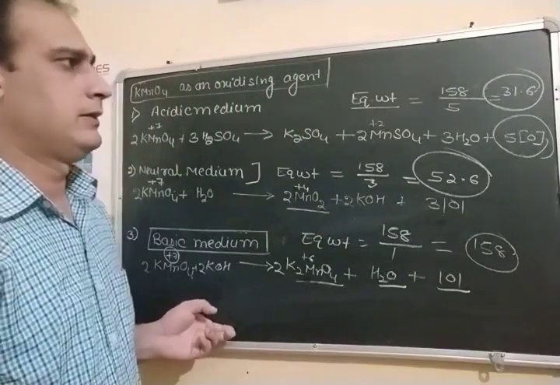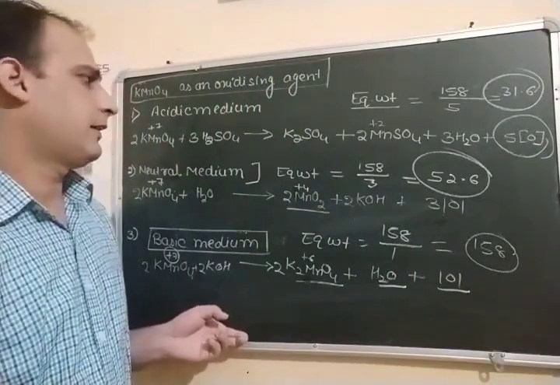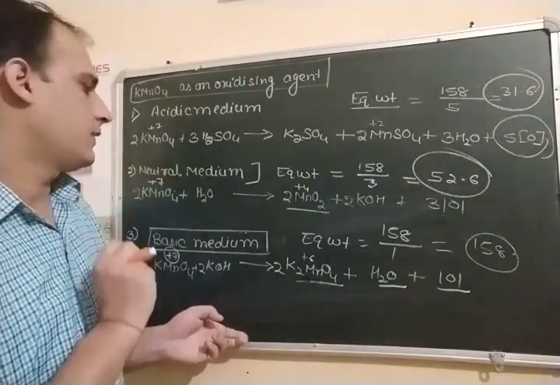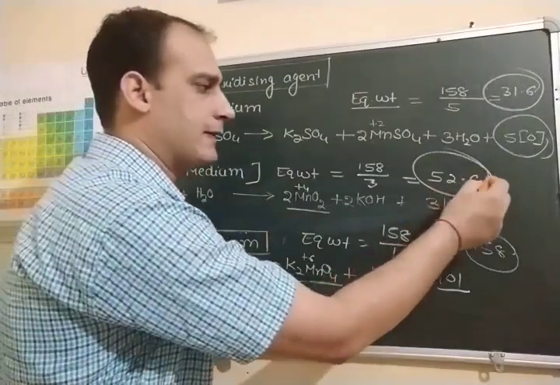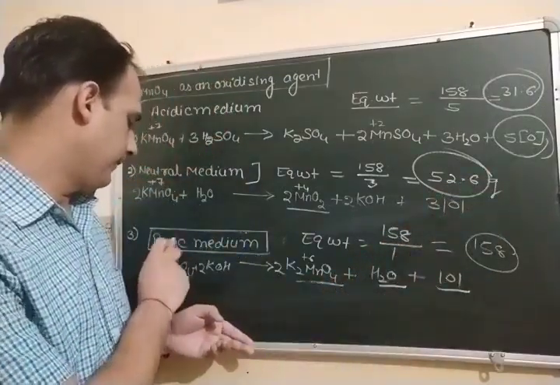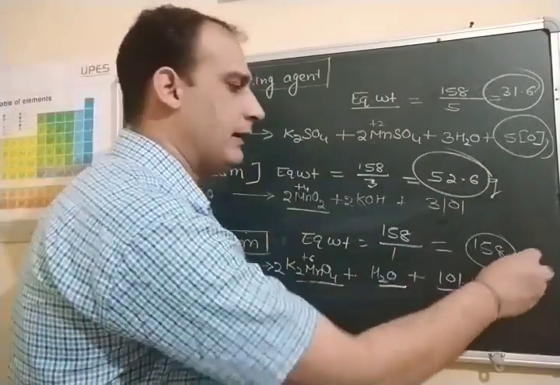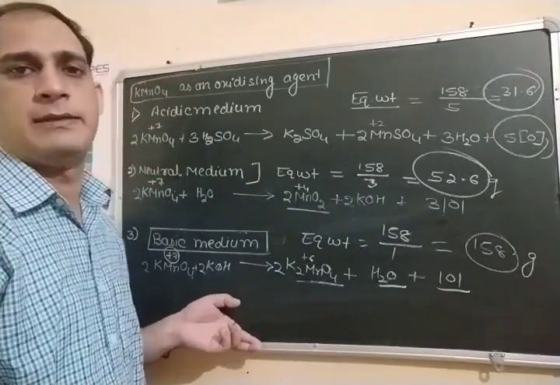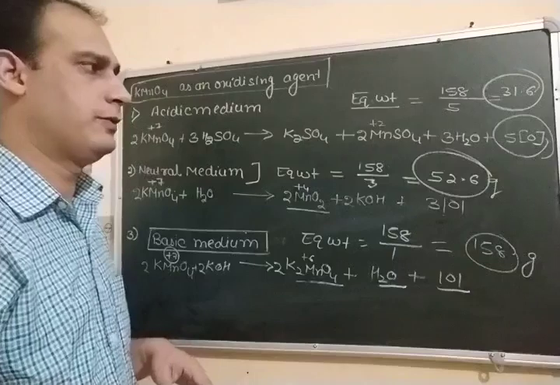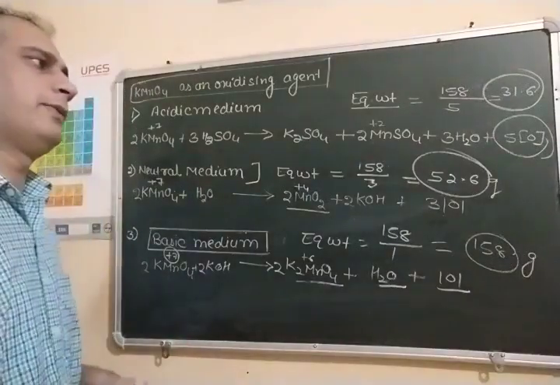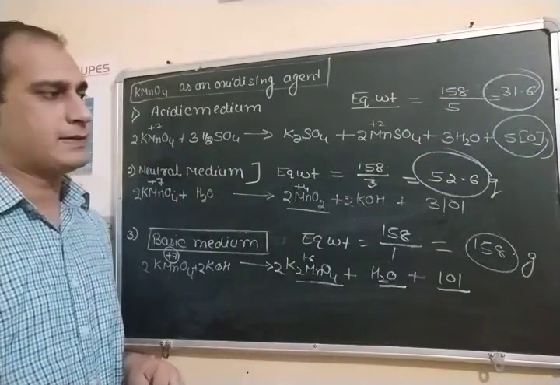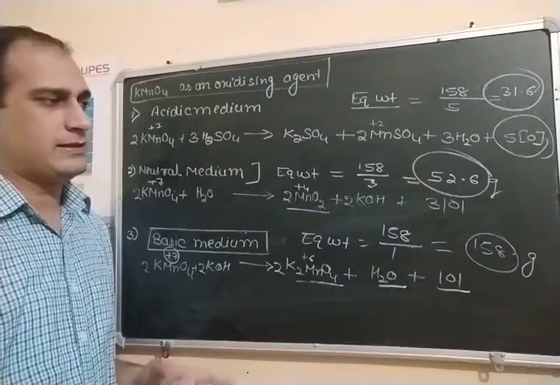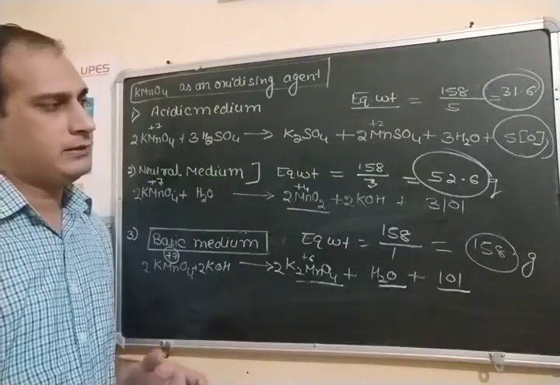So equivalent weight of KMnO4 in acidic medium is 31.6 gram, while in case of neutral medium the equivalent weight is 52.6 gram. And as far as the basic medium is concerned, the equivalent weight and molecular weight of KMnO4 is same in case of basic medium. So these are the concepts you should know about the equivalent weight of KMnO4 in acidic, basic and neutral medium, or acidic, neutral and basic medium, as the sequence is there. So you can easily find out the equivalent weight also, and you can write various equations.